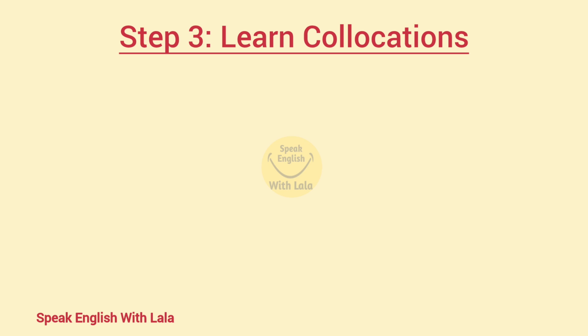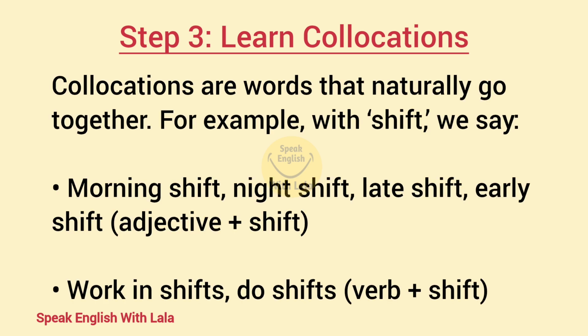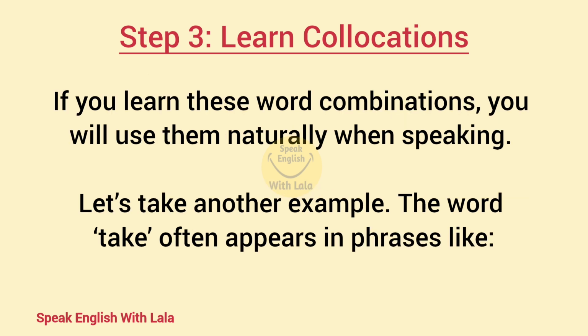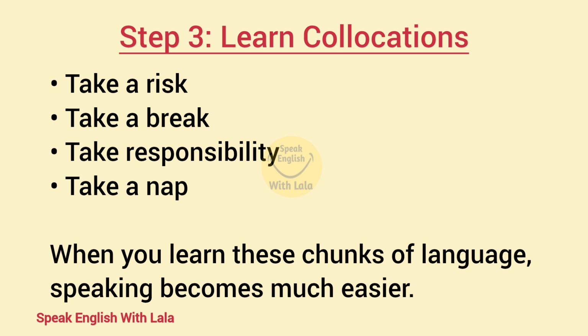Step 3. Learn collocations. Collocations are words that naturally go together. For example, with shift, we say morning shift, night shift, late shift, early shift. Adjective plus shift. Work in shifts, do shifts. Verb plus shift. If you learn these word combinations, you will use them naturally when speaking. Let's take another example. The word take often appears in phrases like take a risk, take a break, take responsibility, take a nap. When you learn these chunks of language, speaking becomes much easier.